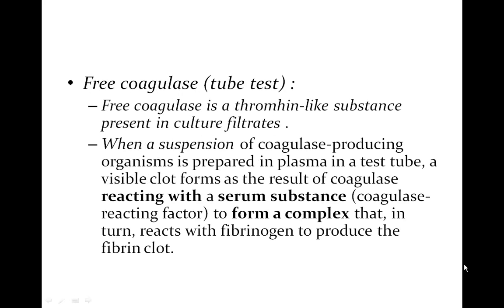The free coagulase is detected by a tube test. Free coagulase is a thrombin-like substance and it is present in culture filtrates because it is free. But it requires reacting with a serum substance known as coagulase reacting factor to form a complex, and then this complex will convert fibrinogen into fibrin and produce a clot.